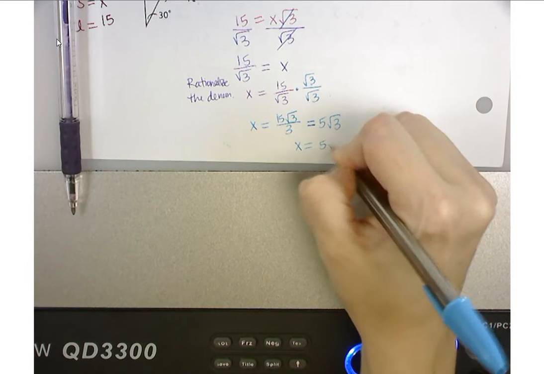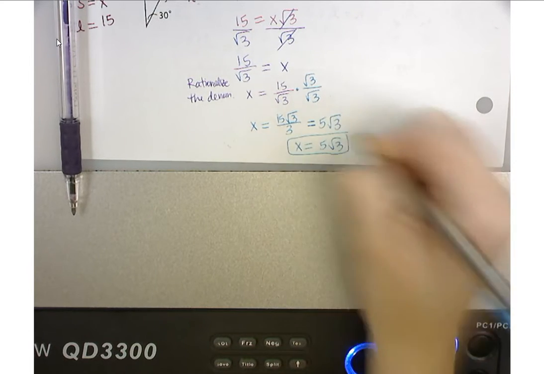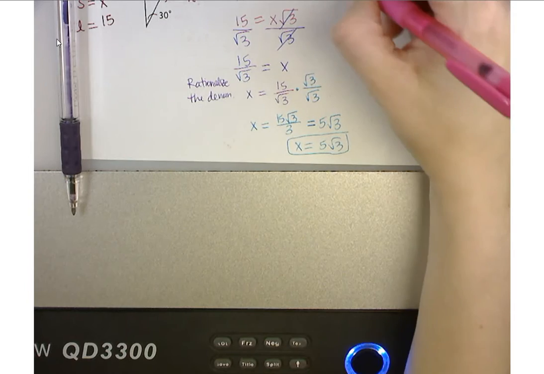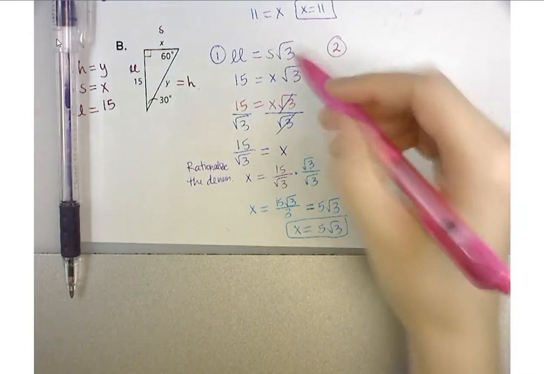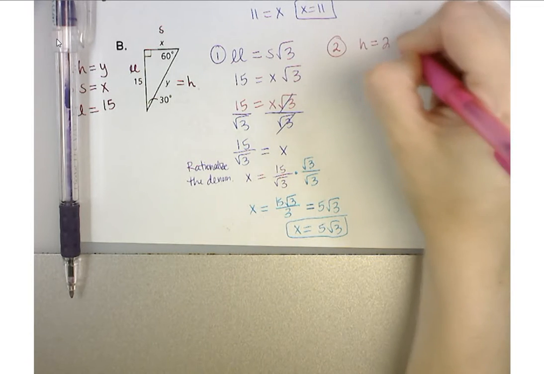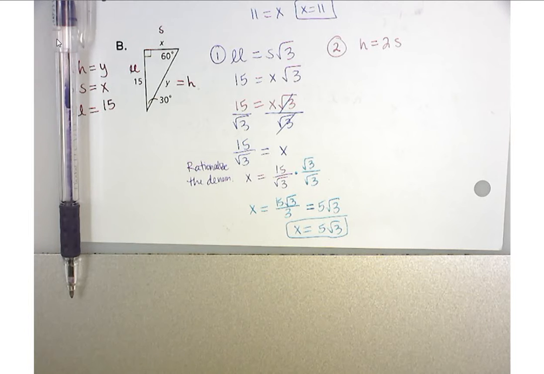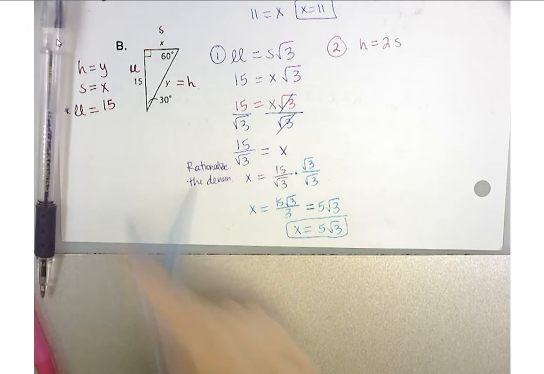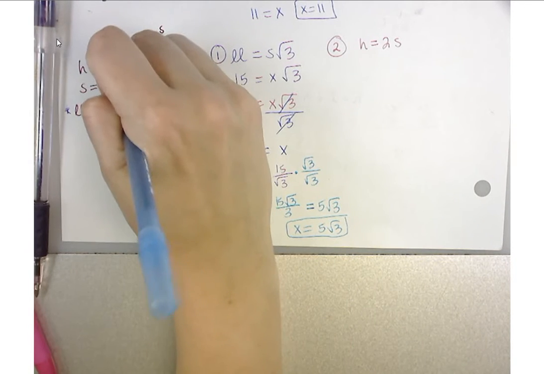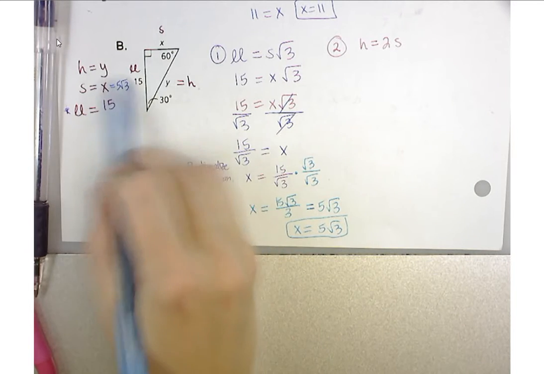So now I have to find my, what else do I have to find besides x? Y. Okay, so if I used long leg equals short leg times root 3 for the first one, for the second one I have to use the hypotenuse equals 2 times the short leg. Now I can substitute. That's where this comes in helpful, right? I just found that x was 5 root 3, so I'm going to write that down, my little grid here.